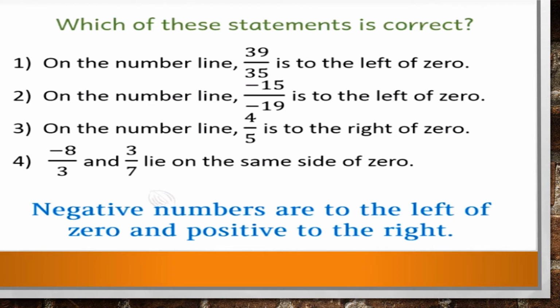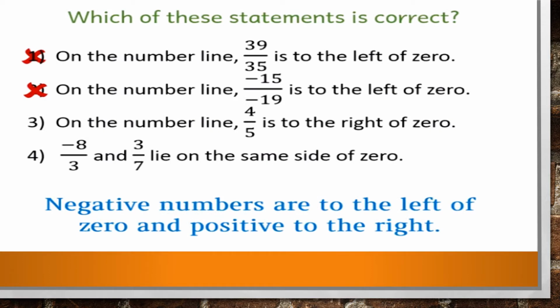Negative numbers are to the left of 0 and positive to the right. Right? We know this rule. So option number 1 and option number 2 are wrong, because negative numbers are to the left of 0 and positive to the right. So if you read the statements, you will understand that. Okay, I told you that.